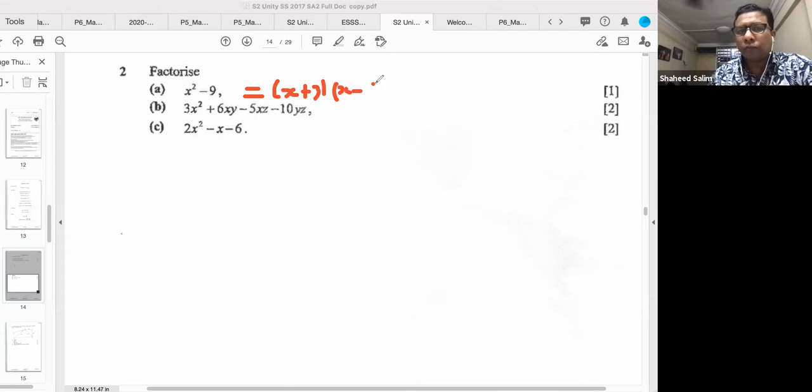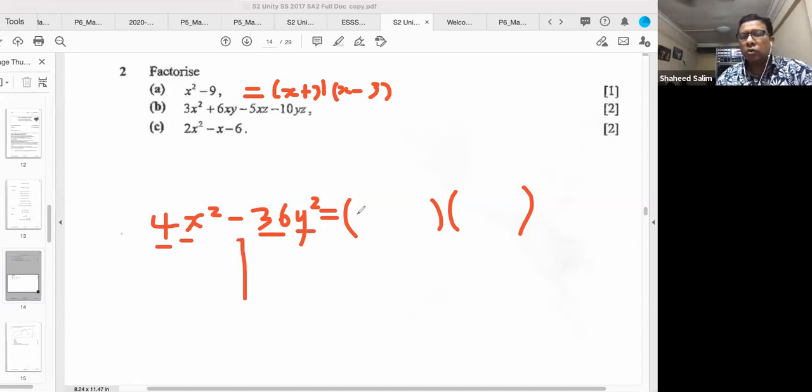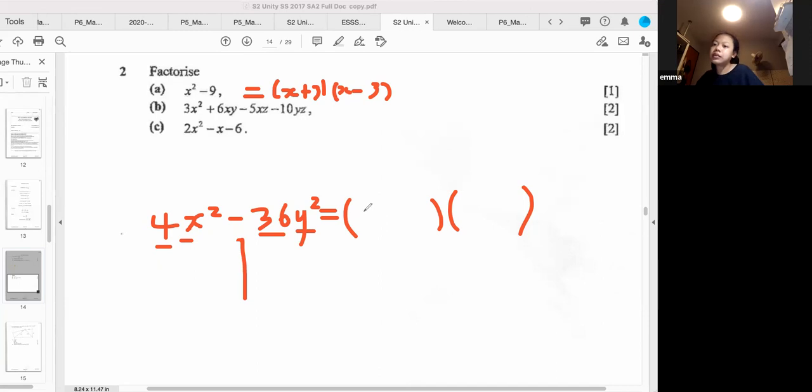So this one, before we go further, I'm going to give you now this one. Now, can you factorize straight? Notice 4 can be square rooted. x squared can be square rooted. 36 can be square rooted. y squared can be square rooted. This is a minus. So what is it?